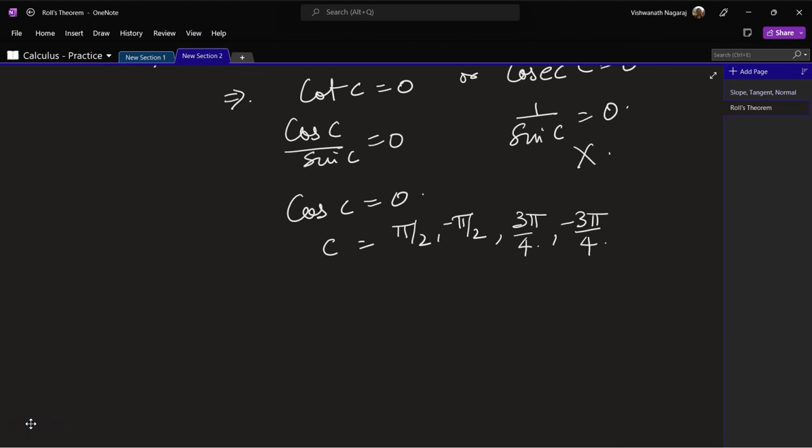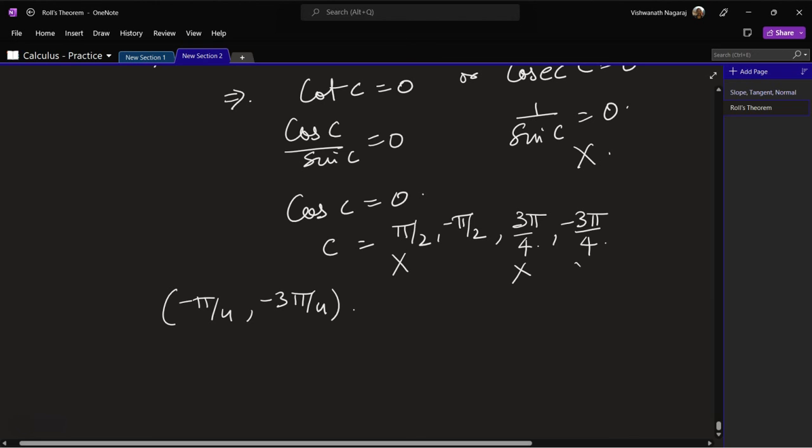So now we have got so many values. We are interested in what? We are interested in minus pi by 4 to minus 3 pi by 4. So out of this, how many of them are in this range? This is not, because these are positive, this interval is negative. So since it is the open interval, minus 3 pi by 4 is also not valid. So therefore, c is equal to minus pi by 2.